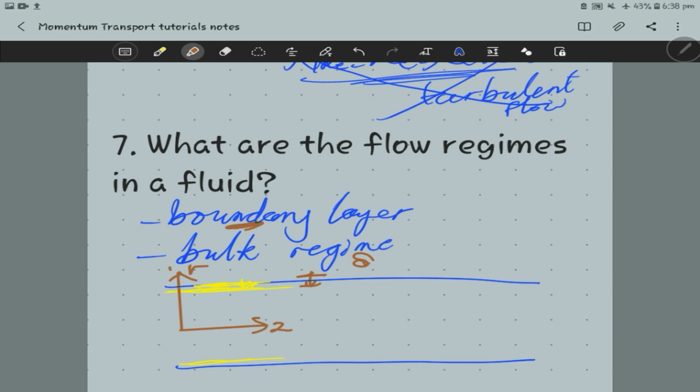But anywhere outside that, so this is for an internal flow, right? Because the fluid is flowing internally through the conduit. So this is internal flow. Here we have a boundary layer, but within this side is what we'll have for this particular condition. So we'll have a bulk fluid, the bulk regime, and then we have the boundary layer, right?